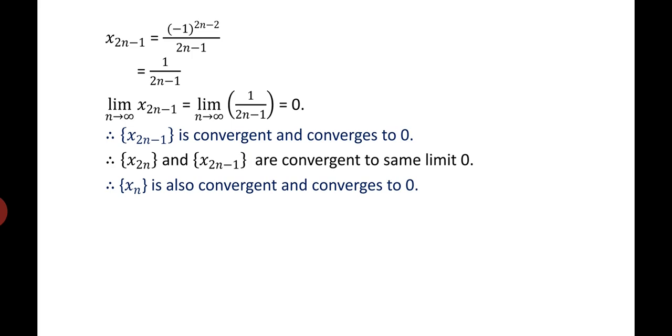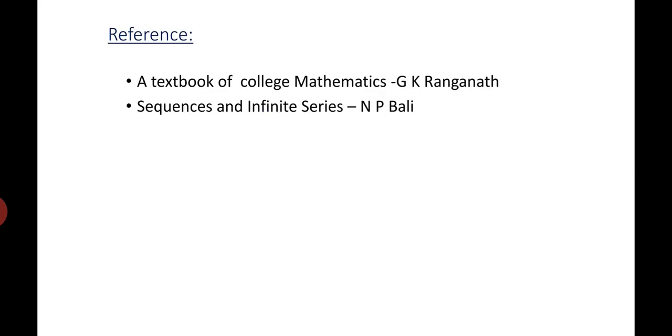Let's find out x2n minus 1. Replace n by 2n minus 1. So I get (minus 1) raised to 2n minus 2 divided by 2n minus 1. Since you have 2n minus 2, you know it's an even number. Therefore, we get 1 divided by 2n minus 1. Therefore, the limit n tends to infinity of x2n minus 1 is 0. Therefore, x2n minus 1 is convergent and converges to 0. Here, x2n and x2n minus 1 converge to the same limit 0. Therefore, xn is also convergent and converges to 0.